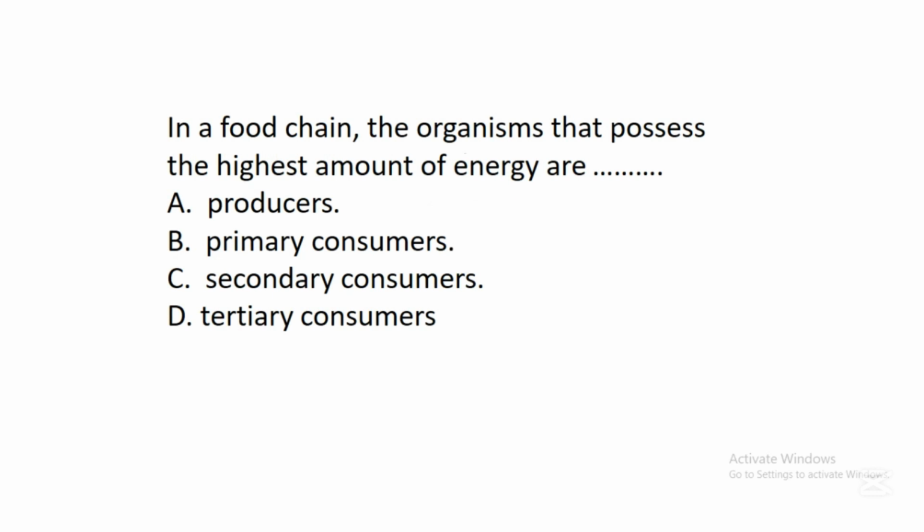The next question says, in a food chain, the organisms that possess the highest amount of energy are dash. A. Producers, B. Primary consumers, C. Secondary consumers, D. Tertiary consumers. In this question, the correct answer is A. Producers. These producers are the green plants. They possess the highest amount of energy because their primary source of energy is the sunlight. So they get this solar energy which they use in production of food.